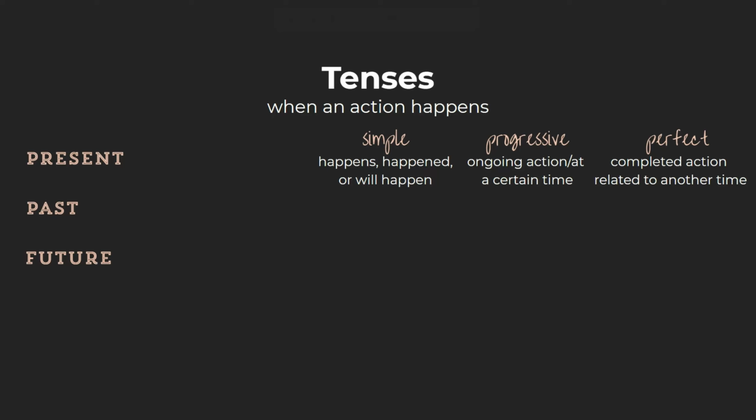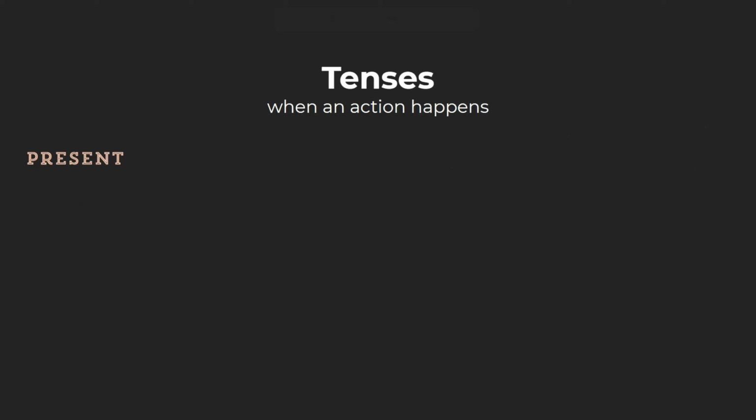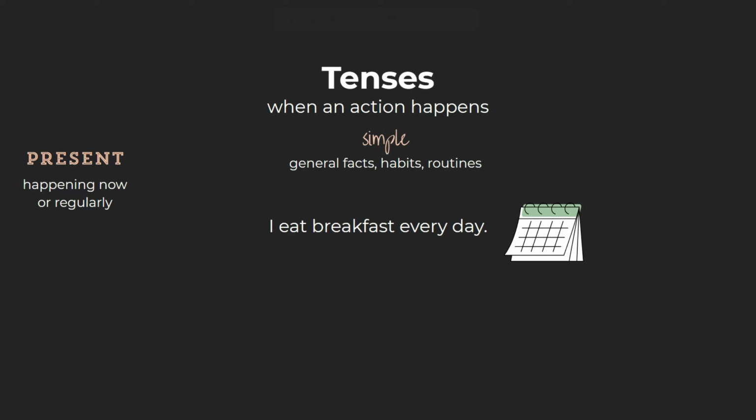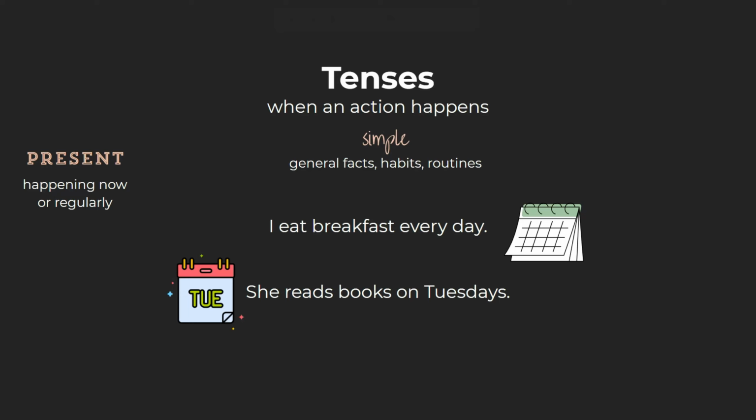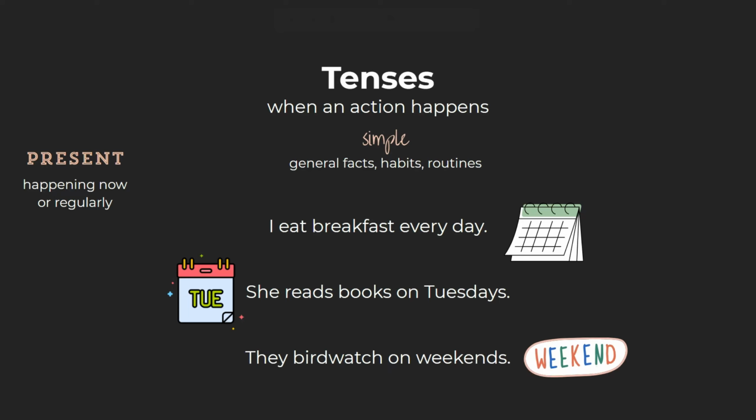As we delve into each tense, we'll give plenty of examples. Let's now look at each of these tenses in more detail. The present tense is used when talking about things happening now or regularly. There are a few variations. The present simple is used for general facts, habits, or routines. For example, I eat breakfast every day, she reads books on Tuesdays, or they birdwatch on weekends.